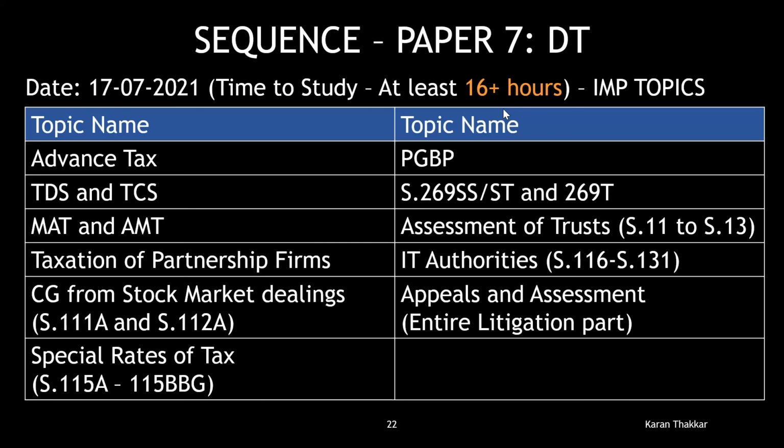Then some special sections like capital gains from stock market dealings, special rates of taxes. You can do PGBP head, follow it up with say 269SS, 269ST and 269T. Assessment of trust is very important, and one question does come from that chapter. Next, do IT authorities, so their powers, and after that, do the entire litigation part.